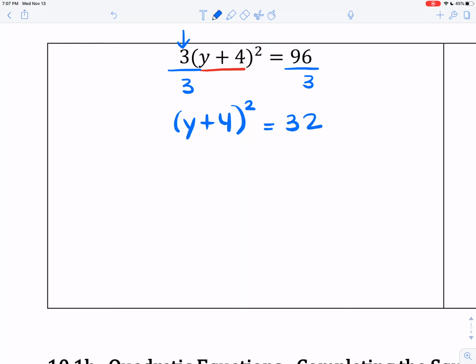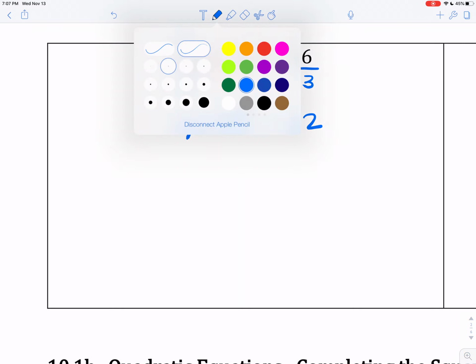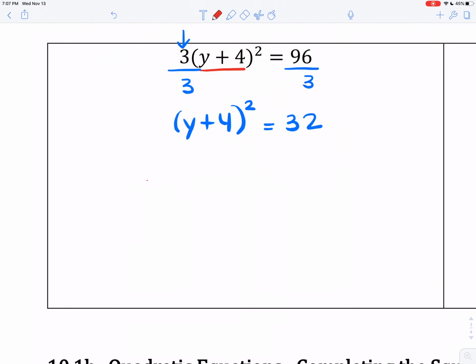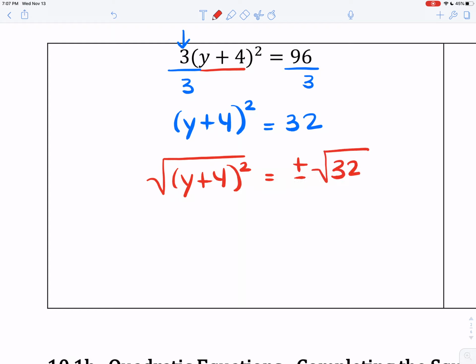And on the right-hand side, I now have 32. All right, and this is what you want. You want to get to a point where you have something squared all by itself on one side. And when that happens, then you are ready to take the square root property. You just want to remember, this is the plus or minus square root of 32.